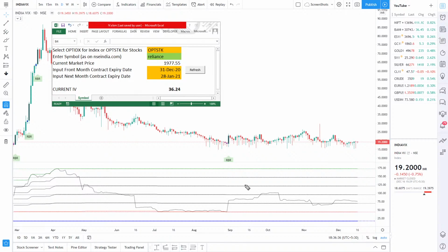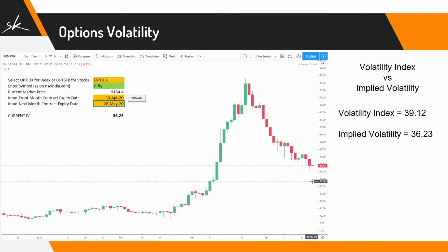Now, to overcome this challenge, a lot of people, instead of comparing with the volatility index, do something else. Here you can again see the example where we are looking at Nifty. We have a value of 36.23, and here this is 39. Since your implied volatility is less than VIX, people will say that the options are deflated, but like I said, it's a crude way of looking at it.